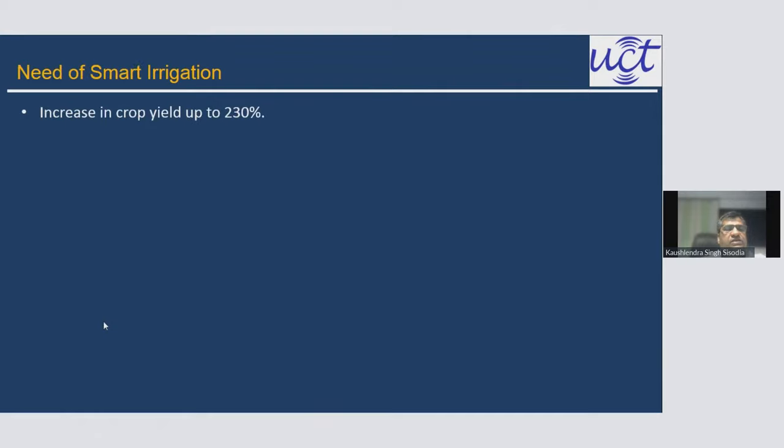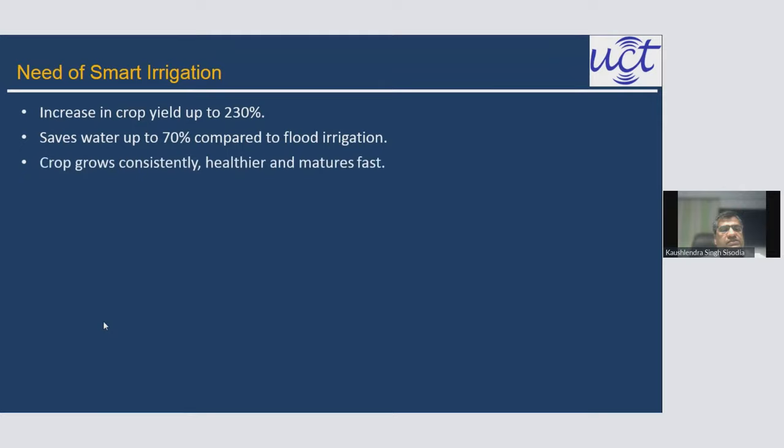Now, what is the need for smart irrigation? We have technologies that can make conventional irrigation very smart. The need is that if we adopt smart irrigation, then we can increase the crop yield up to 230%, and we can save water up to 70%. In some cases, if it is very well designed, we can save water up to 100%. Crops grow consistently healthier and mature faster with well-planned, smart irrigation.